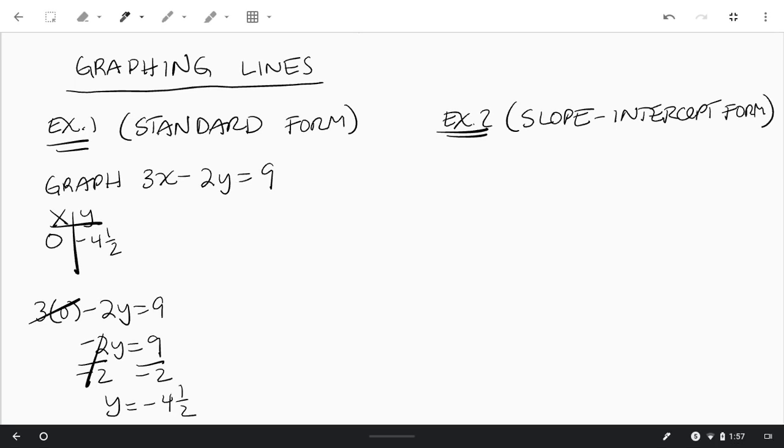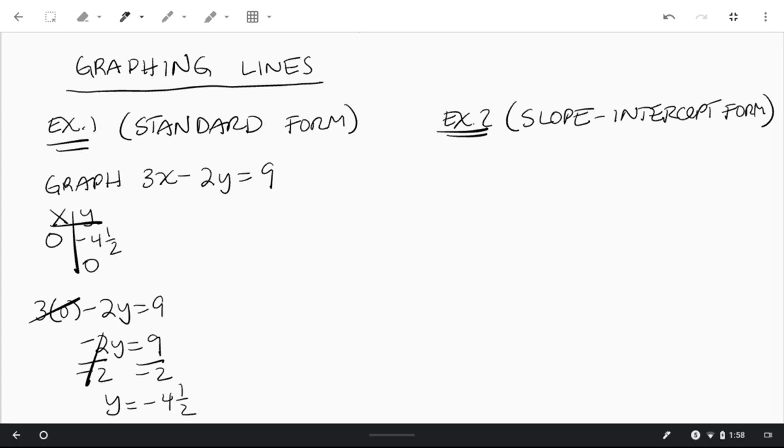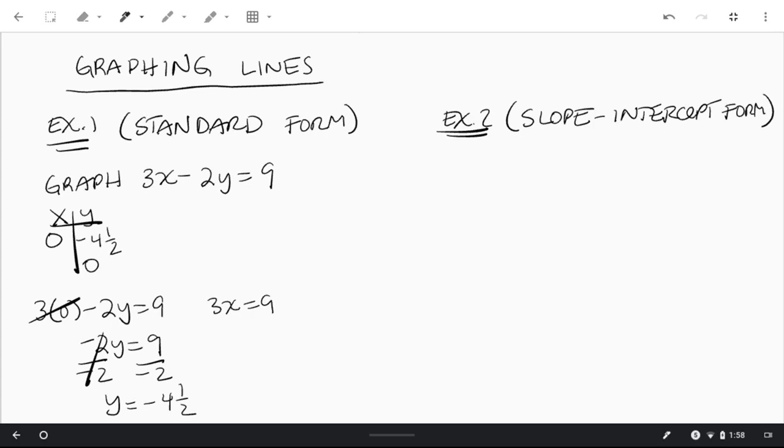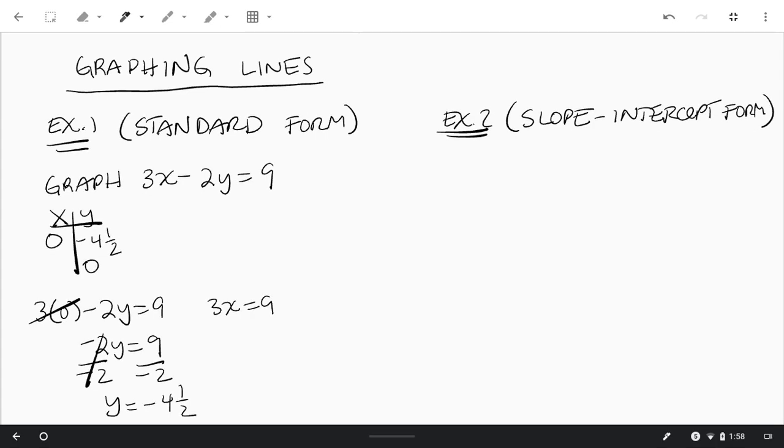I could do the same thing. I can choose 0 for y. That's even easier to do in your head. When I choose 0 for y, then I get 3x equals 9, so x must be 3. Do you guys need me to do that work too? Here, I'll do it really quickly. y is 0, so I get 3x equals 9. Divide by 3, x equals 3. So hopefully you can do that in your head. All right, so we get 3.